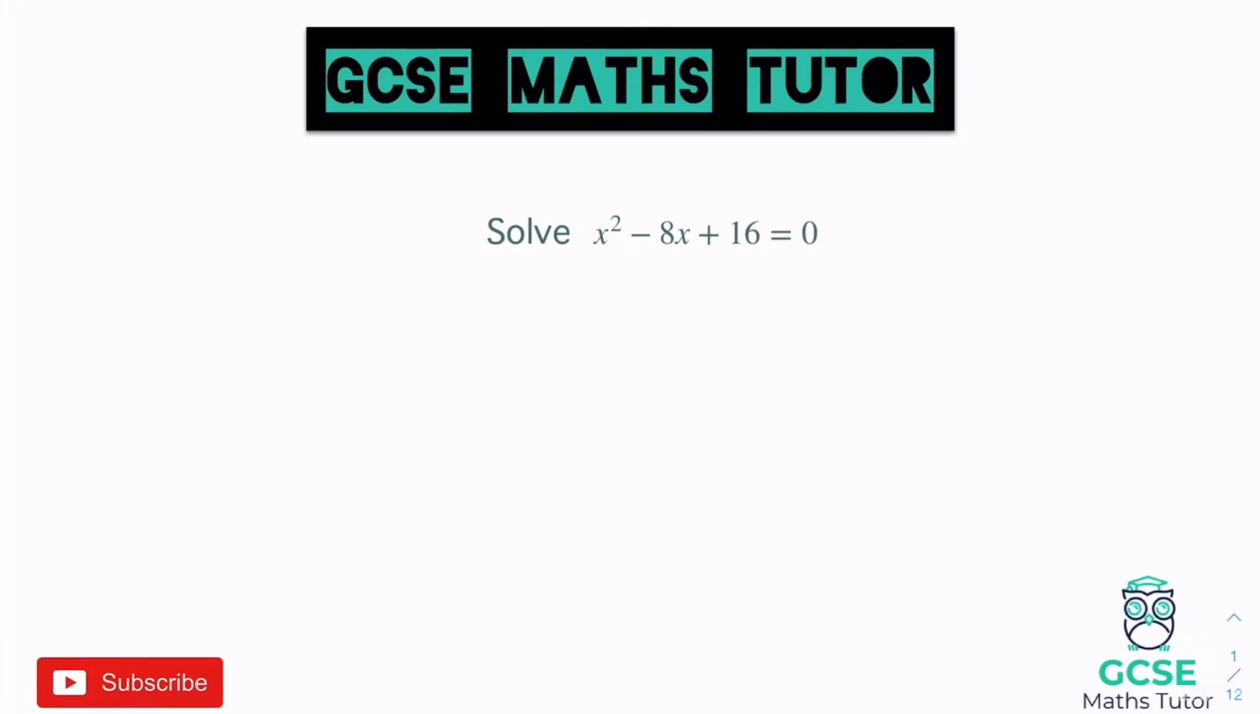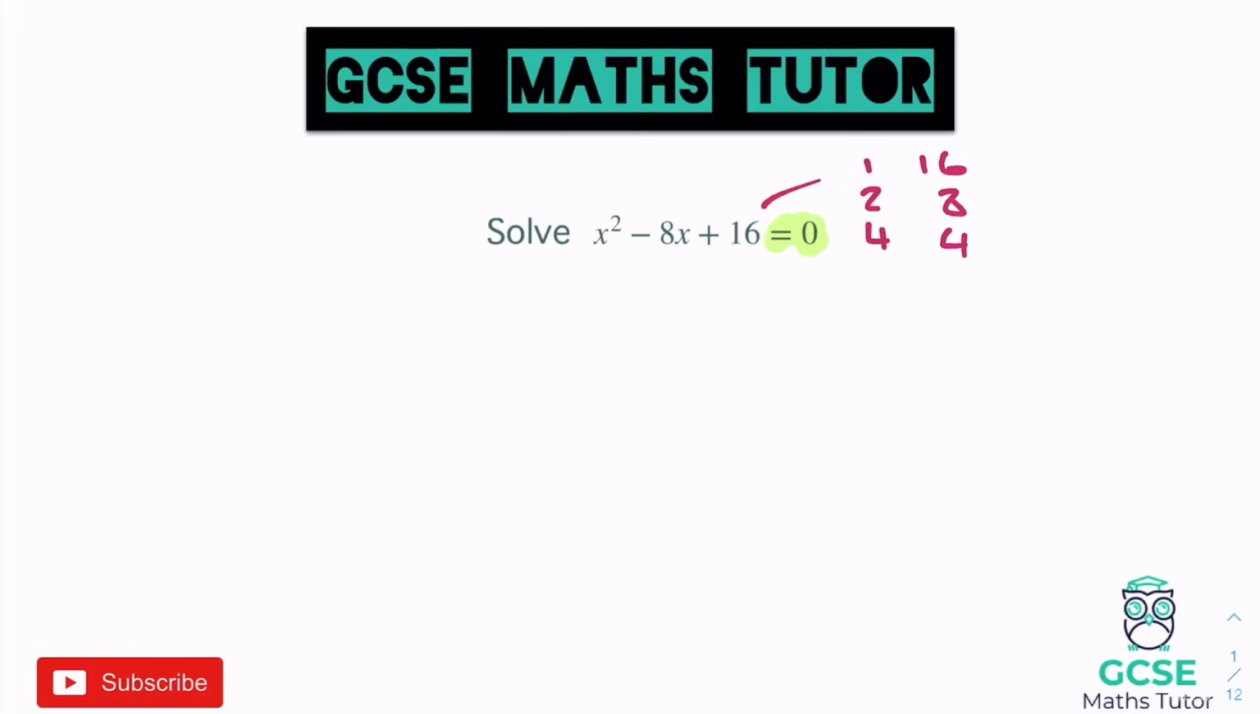Okay, so this question here, we've got positive 16 at the end there. It's still equal to 0. Always check that first. We've got to make sure it equals 0. So we can actually just go about factorising this straight away. So for 16, we can have 1 and 16. We could have 2 and 8. Or we could have 4 and 4.